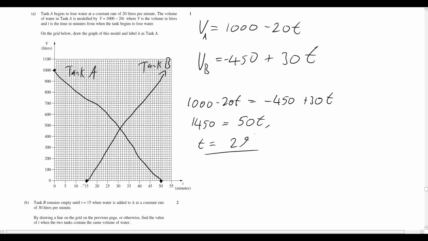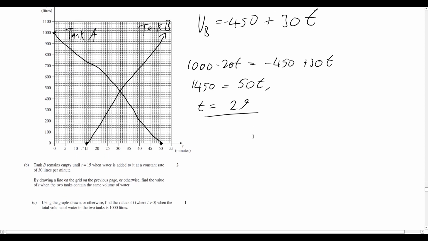There we are. So that's the time at which point both tanks have the exact same volume of water after 29 minutes. So our graph wasn't too far off, only 2 minutes off there. However, still would be the incorrect answer. So yeah, always better to check with the algebra. Okay, now part C. Using the graph drawn or otherwise, find the value of t, when t is greater than 0, when the total volume of the water in the two tanks is 1000 litres.